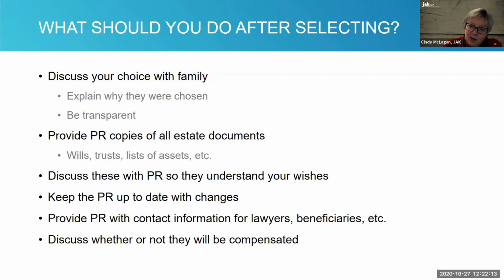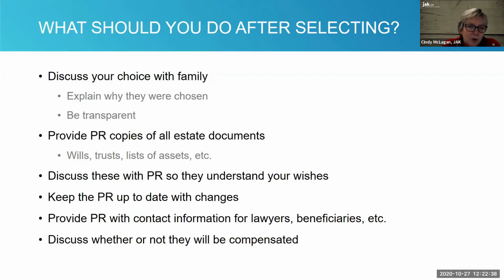Sometimes it can be a surprise. I don't know if surprises are good. You hear about these will readings where they bring out the will and then they list people, and people are shocked at who is the personal representative or who the person's chosen to manage their estate. It's better to be transparent, let people know.